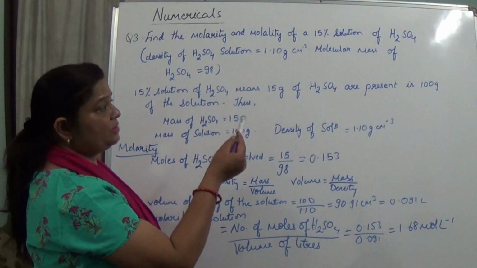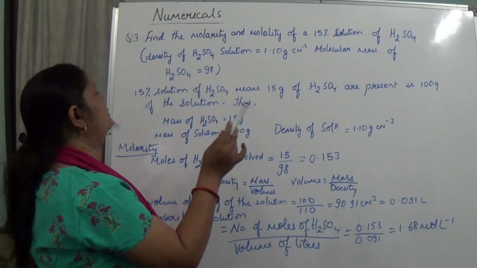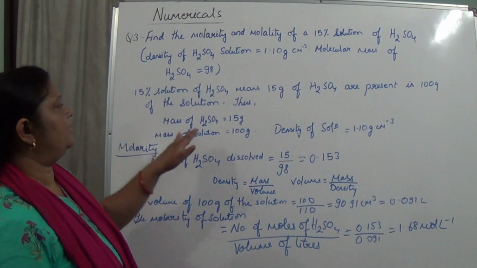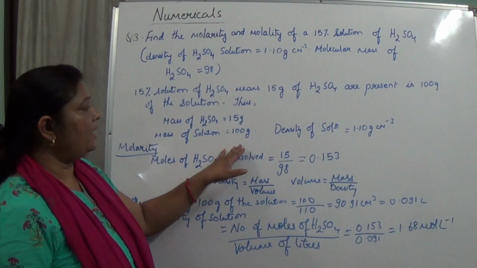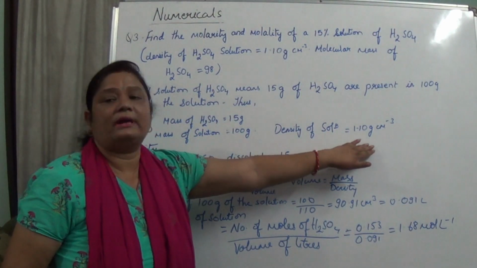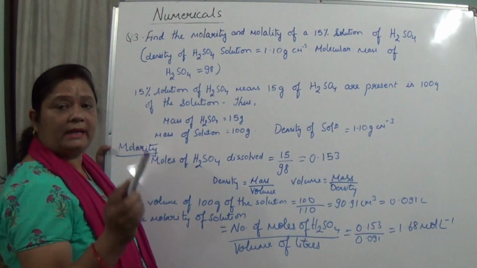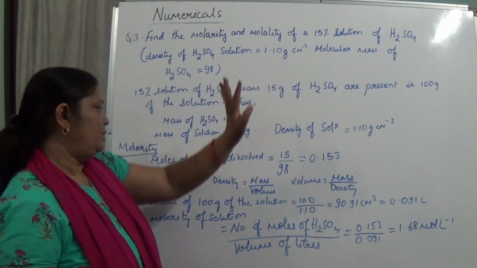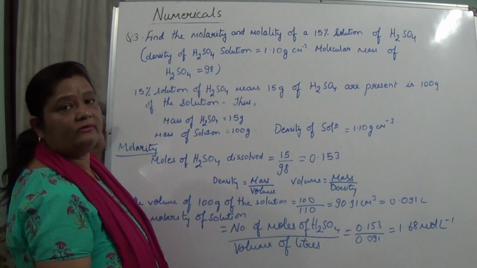So now here the solution we are converting into grams, so in total it can be only 100 grams. In 100 grams, 15 grams of H2SO4 is present. So the mass of the H2SO4 is 15 grams, and the mass of solution is 100 grams. The density of this solution is also given in the question, that is 1.10 gram per centimeter cube. First we will calculate molarity, as it has been asked first, and then we will calculate molality.